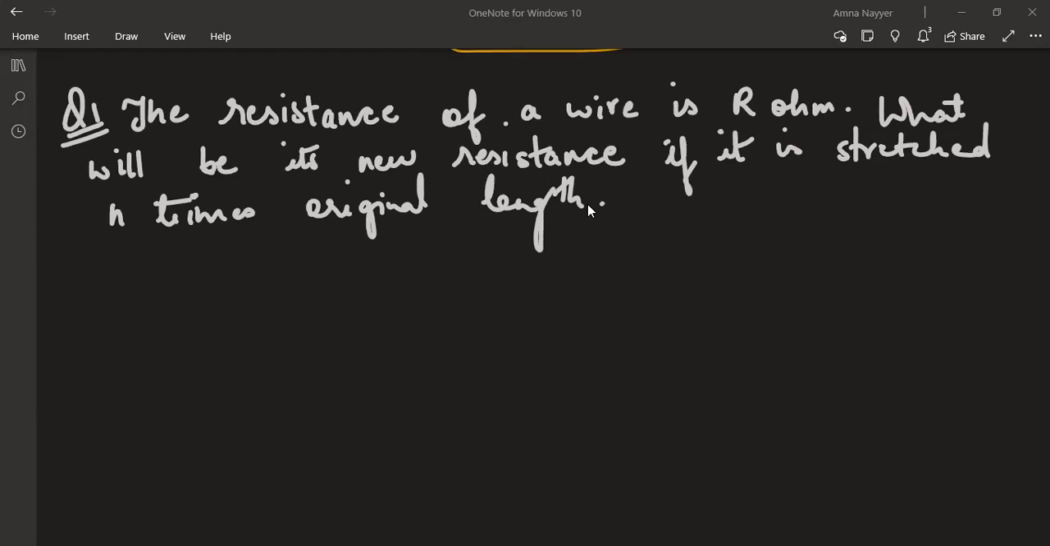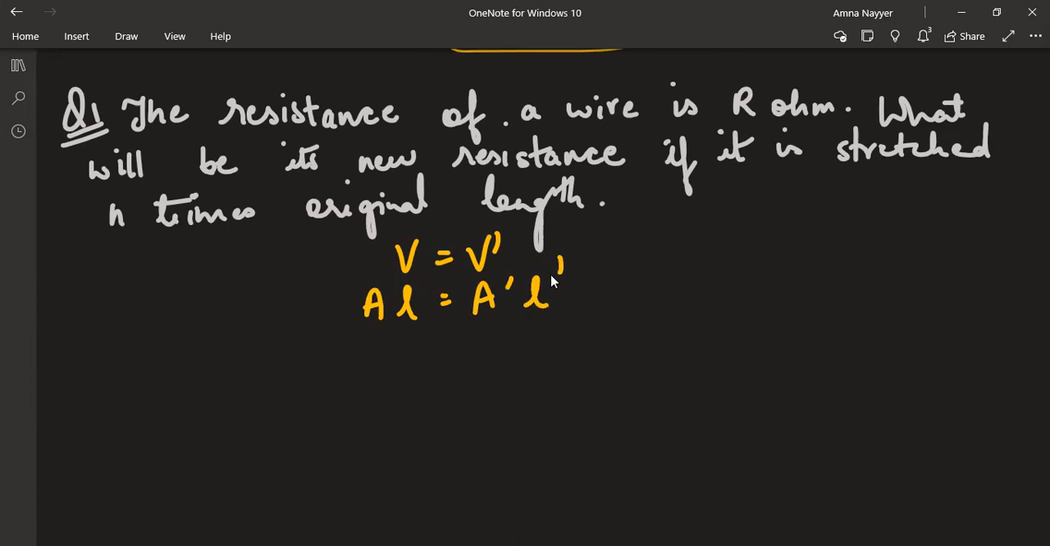Now see, if you are increasing the length, one quantity that will remain the same is volume. Volume of the wire will not change. You are increasing the length, but you are not adding some amount of the material so that the volume should increase or decrease. So the original volume and the new volume will remain the same. V and V dash will be the same. And volume of a cylinder can be written as area of cross section into length, and new area of cross section into new length.